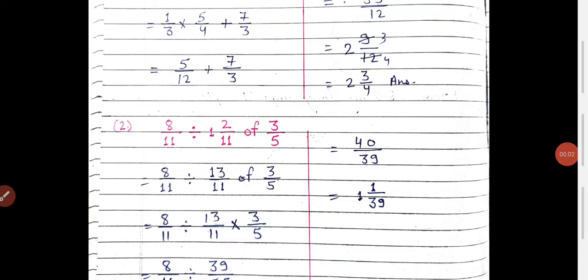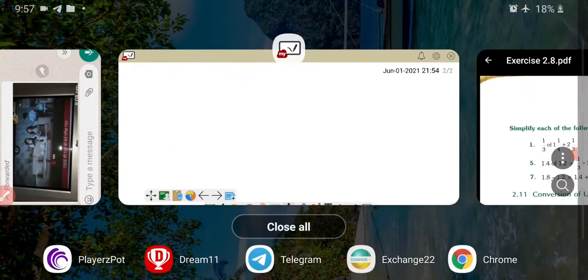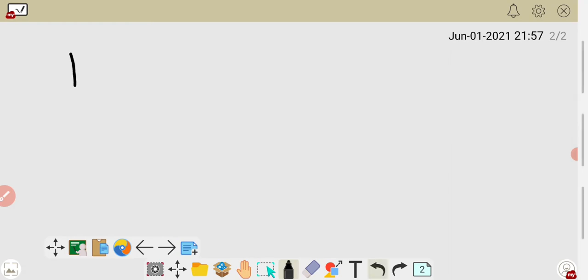Good morning students, myself Amit Maheshwari, and today I am going to start your exercise 2.8 with the help of the BODMAS rule. So I am going to explain what the BODMAS rule is first in short.